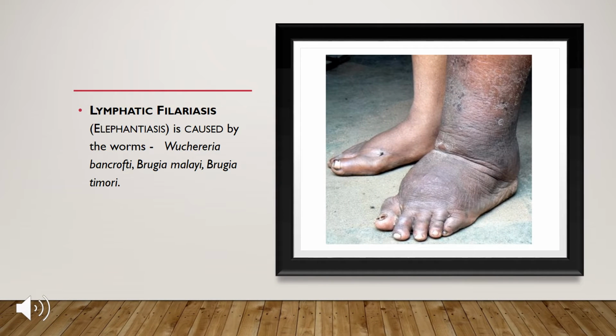Lymphatic filariasis, which is the one type of filariasis which is commonly called elephantiasis. It is caused by the worms Wuchereria bancrofti, Brugia malayi, Brugia timori. So this lymphatic filariasis mainly affects the leg region, and your legs swell up and appear like an elephant leg.